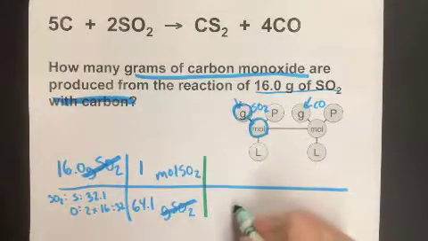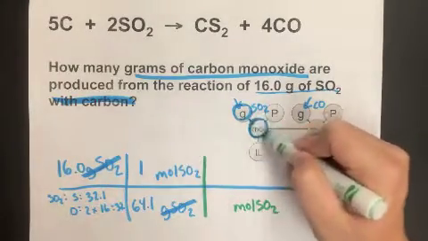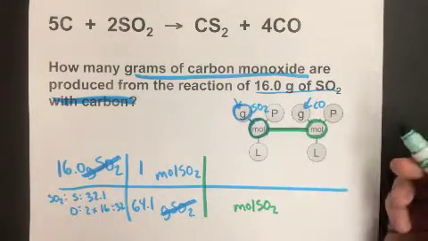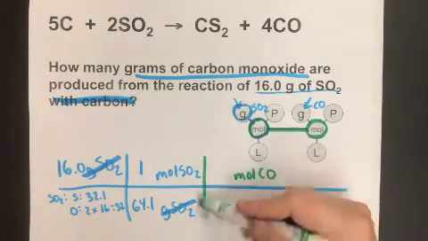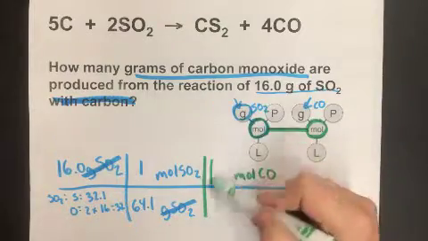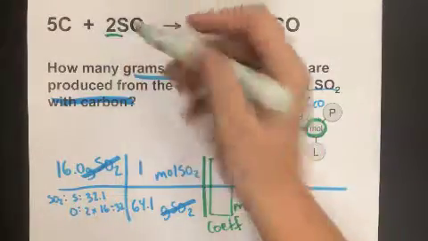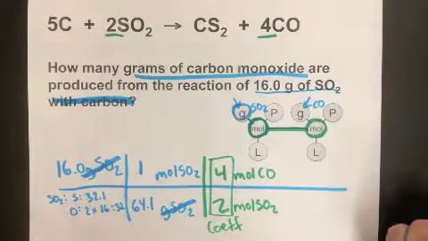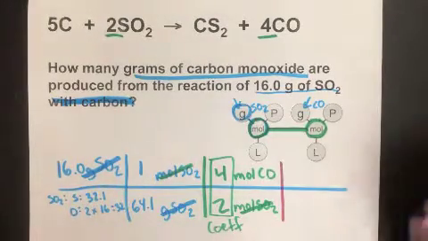So we have moles of SO2 on top, so we can put moles of SO2 on the bottom. Our next destination is to go from moles of SO2 and cross the bridge and go to moles of CO. So we're going to put moles of CO on top. Now this is that new piece here, mole on top of mole. You must look at your coefficients. So with SO2, we're going to put a 2. With carbon monoxide, we're going to put a 4 and plug it in. Moles of SO2 go away. We are at moles of carbon monoxide, and we are not done yet, so keep on moving.